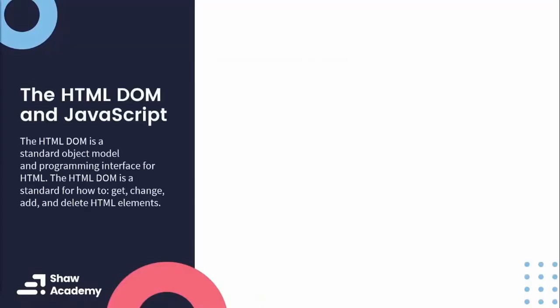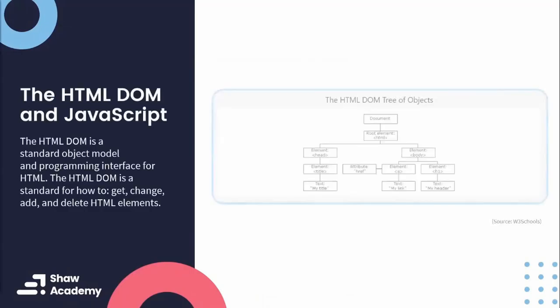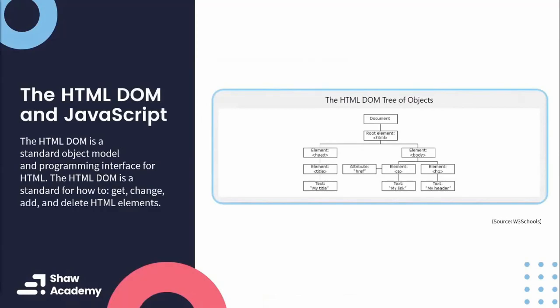Now I do think it's time that we revisit the HTML DOM as well as JavaScript. When it comes to the HTML DOM, it's just this standard object model and programming interface for HTML, which means there are various elements and attributes that we can manipulate using JavaScript in the DOM. The HTML DOM is a standard for how to get elements, how to change those elements, and how to add, delete, or even update certain parts of an element. We do this by accessing the DOM so that we can trigger some sort of attribute or manipulate some properties.